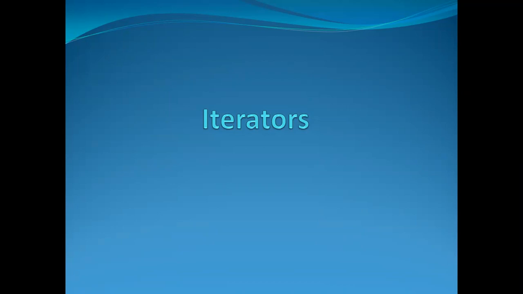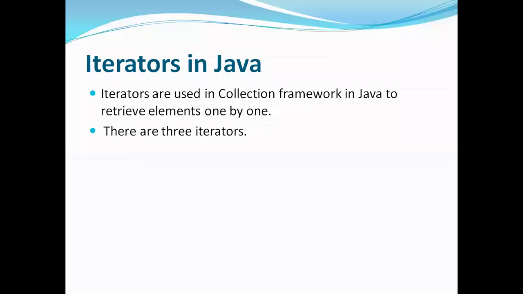Not only printing, you can print in any way that you want, like changing the order, reversing, or a subset; anything you can print. That's the advantage of an iterator. Now let's see how many iterators there are, what an iterator is, and so on in detail. Let's start with the definition.